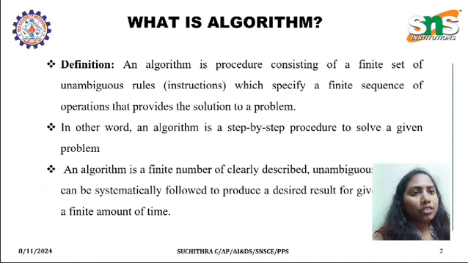First, we will see what is an algorithm. An algorithm is a procedure consisting of a finite set of unambiguous rules, that means instructions, which specify a finite sequence of operations that provide the solution to a problem. In other words, it is a step-by-step procedure to solve a given problem. An algorithm is a finite number of clearly described unambiguous rules that can be systematically followed to produce a desired result for a given finite amount of time.